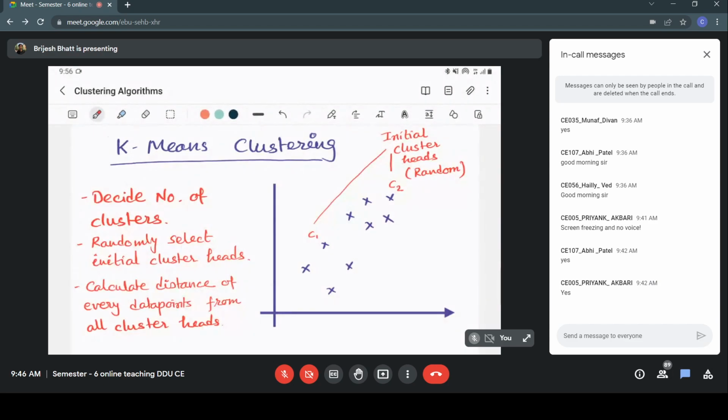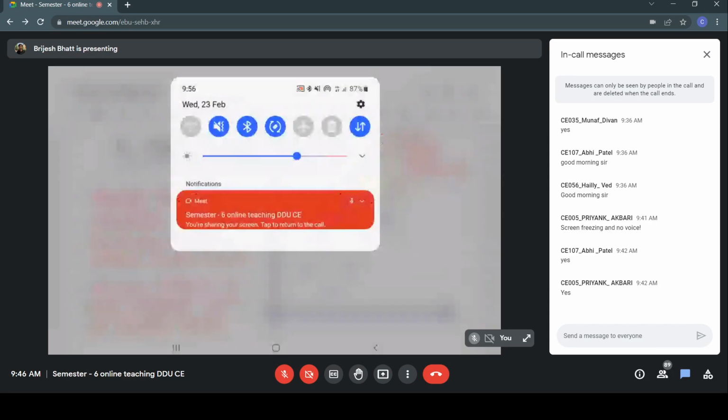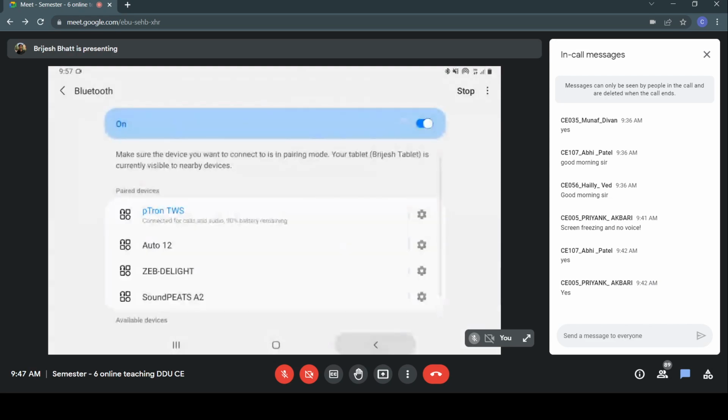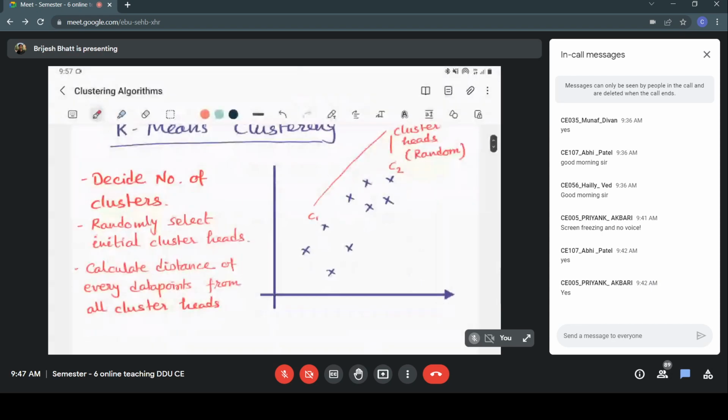Once the distance of the data point from the cluster head is calculated, we assign the data points to the nearest cluster head, the cluster head from where the distance is minimum, and then we create the initial clusters. So maybe initially in this example, the cluster might look something like this.